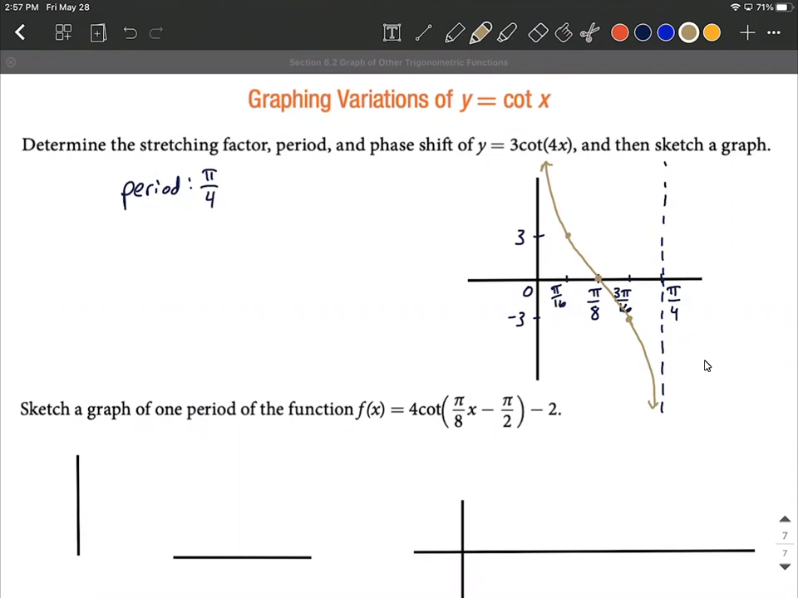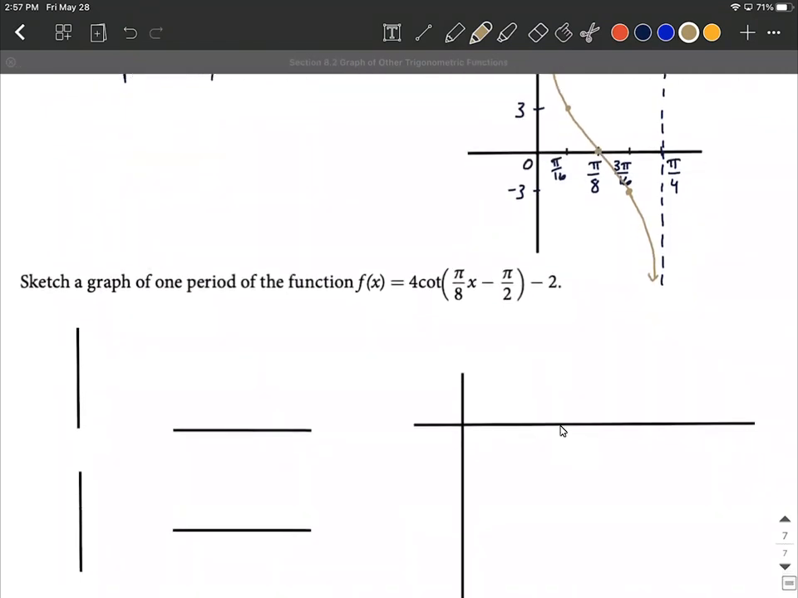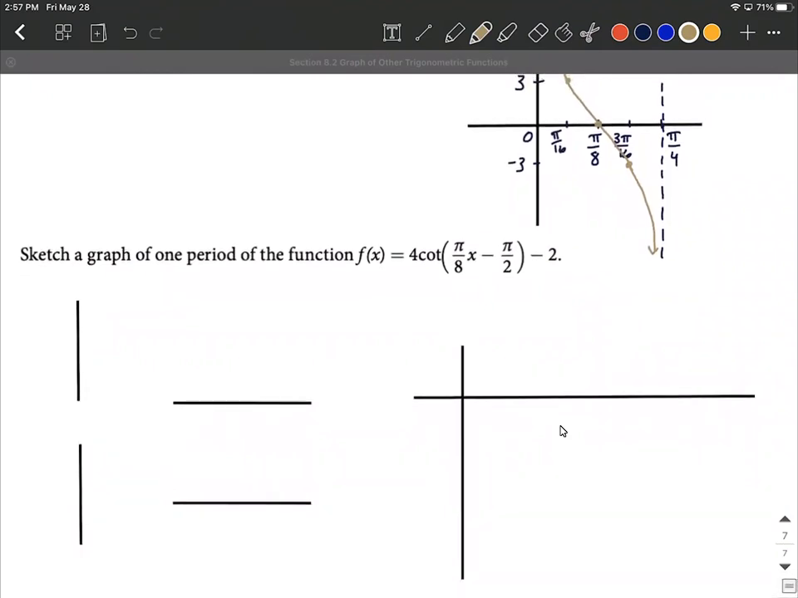We have 4 times the cotangent of pi over 8 times x minus pi over 2, with a -2 being subtracted away from the entire function. So we have a few different components going on here. We have some vertical labels I'm going to work on the left-hand side. We have some horizontal x-axis labels I'm going to work on here in the middle.